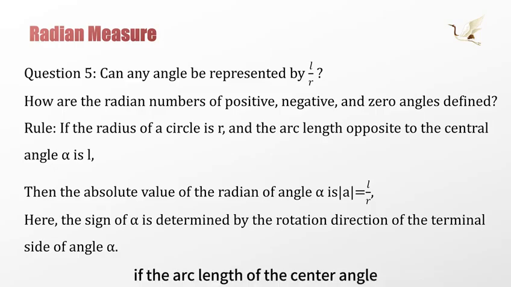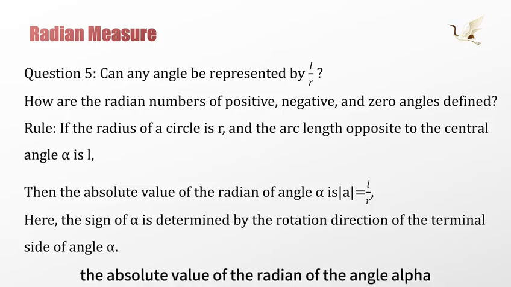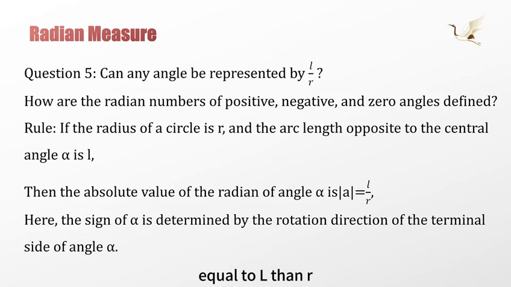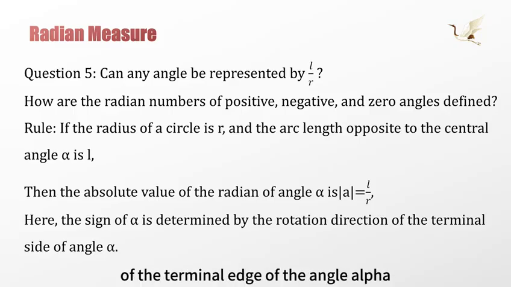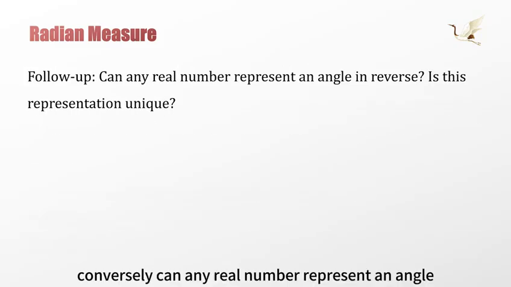If the arc length of the center angle alpha of a circle with radius r is L, the absolute value of the radian of the angle alpha is: the absolute value of alpha is equal to L over r. Here, the positive and negative sign of alpha is determined by the rotation direction of the terminal side of the angle alpha. Conversely, can any real number represent an angle?